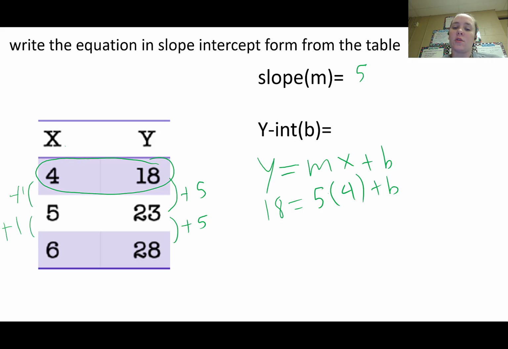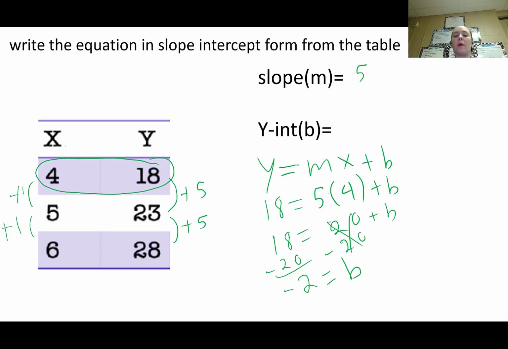5 times 4 is 20. So I have 18 equals 20 plus b. I'm going to subtract 20 from both sides because it's a positive, so that cancels out. 18 minus 20 is negative 2, which is equal to b. So my b is negative 2, or the point 0 comma negative 2.